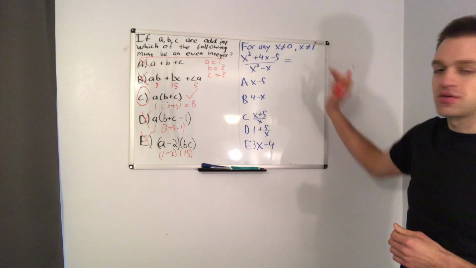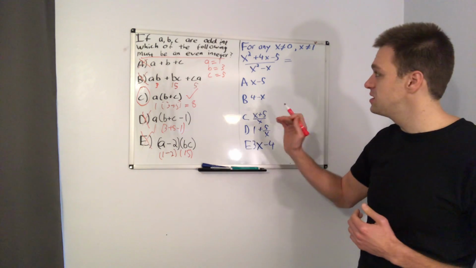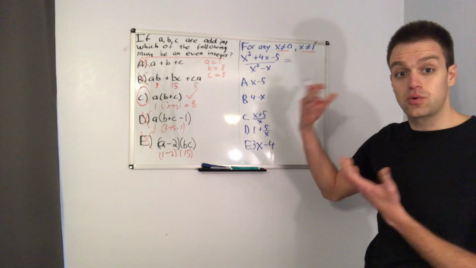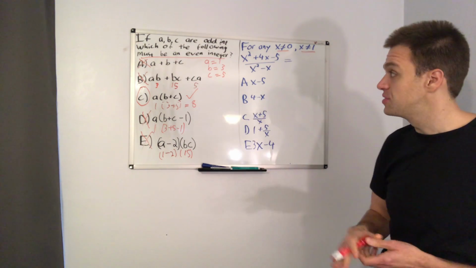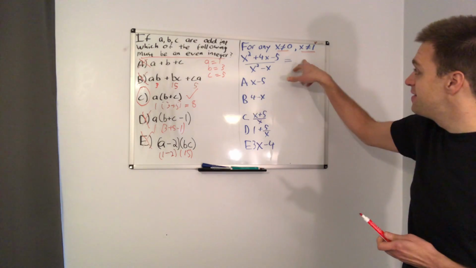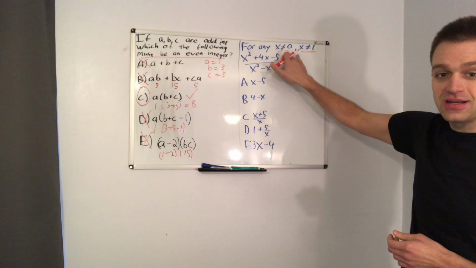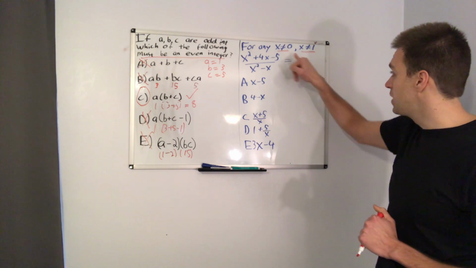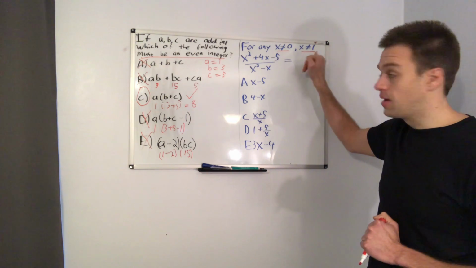And this illustrates a point about picking numbers. We always need to make sure that if there are any restricted numbers, any numbers that the question itself says cannot be used, like in this case, we had to have odd integers, so we had to pick odd numbers. In this case, we have for any x that does not equal 0 or 1, which means that when we pick numbers, we can't pick 0 or 1 as our numbers.